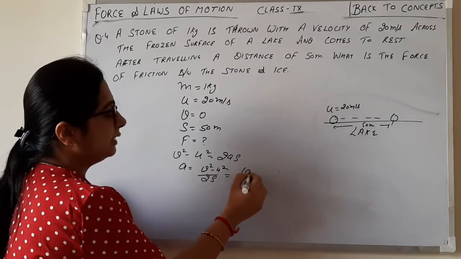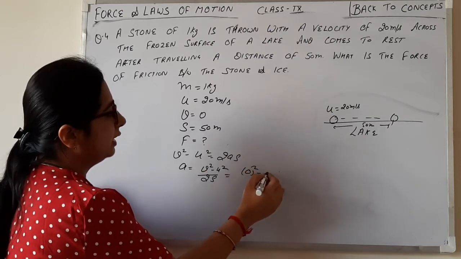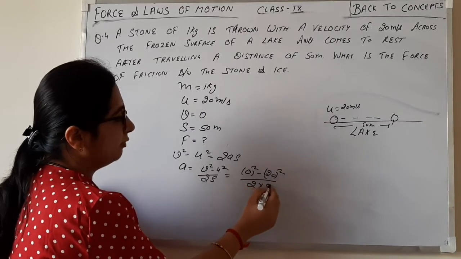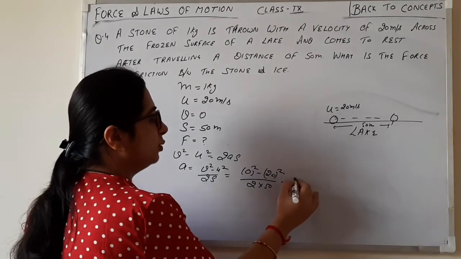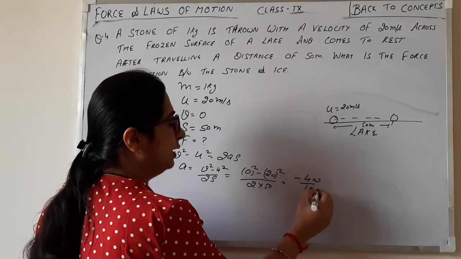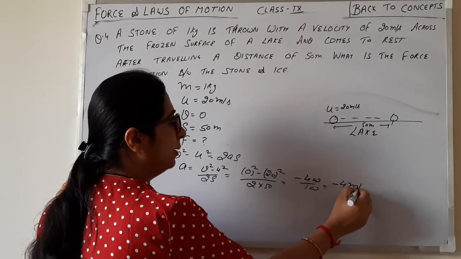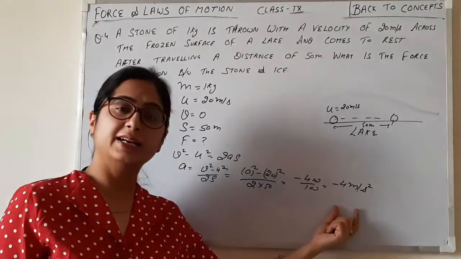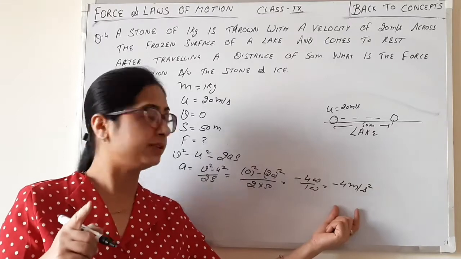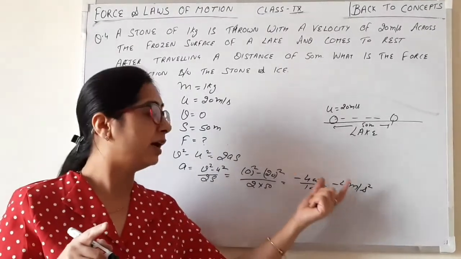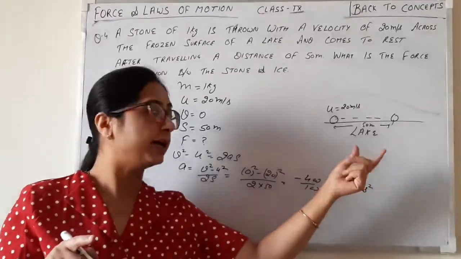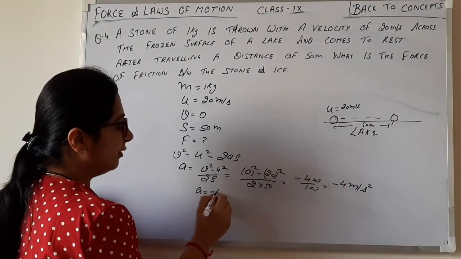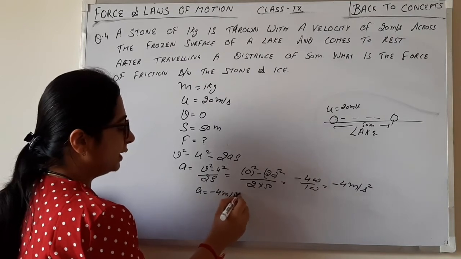So v is here 0, 0 square minus u is given 20, 20 square, that is equal to 2 multiply 50, that is equal to 100. So minus 400 upon 100, that is equal to minus 4 meter per second square. Here the stone is retarding. The negative sign means negative acceleration. Negative acceleration means motion is opposed because of the friction. So here we found the acceleration, -4 meter per second square.